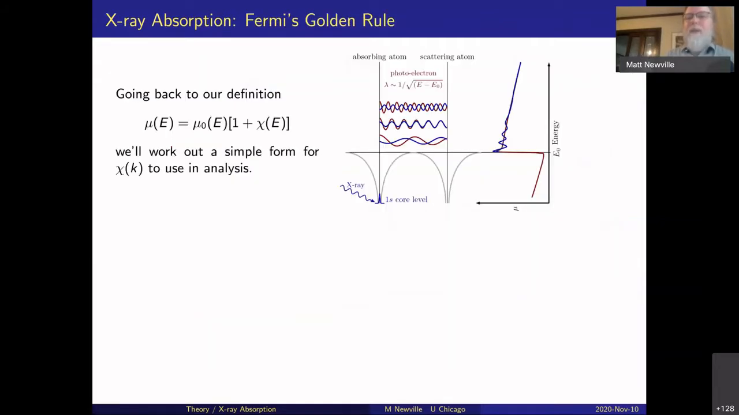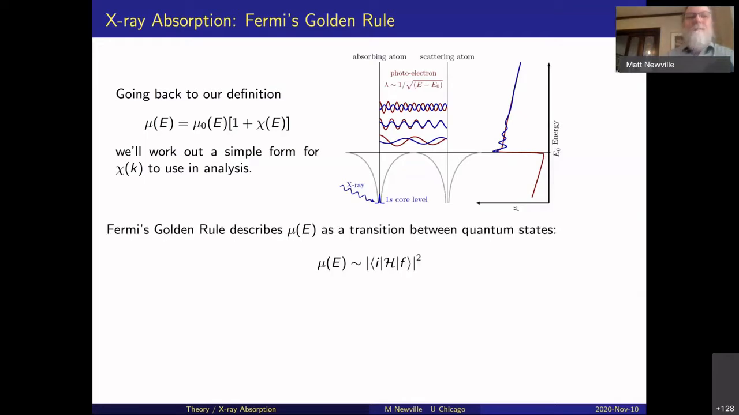Okay, so if we go back to our definition of mu being a bare atom part and then a differential part on top of that, we can do a simple, heuristic description to understand how the XAS ought to go. So we'll use Fermi's golden rule, which is what you use for any transition. That is, you have to go to a state. We go from one state, an initial state, into a final state. And we might have some operator that does a slight transition of the states.